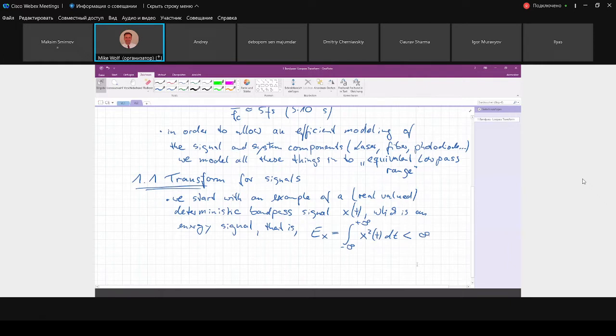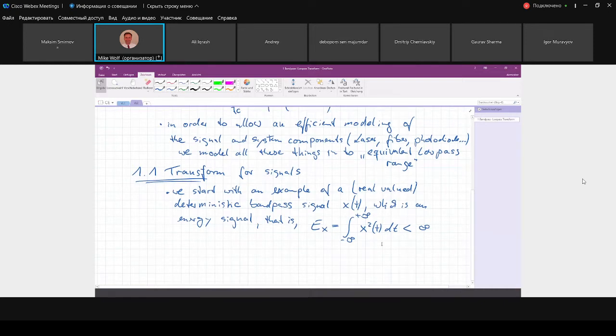But again, if this x of t is a voltage, this is not an energy in physics, it's not in watt, it's in volt squared. This is the so-called system theoretic energy. There's no problem with this. At least the real-world energy is proportional to this energy. Now let's assume that we can write x of t, and the Fourier transform of this x of t is just x of f.